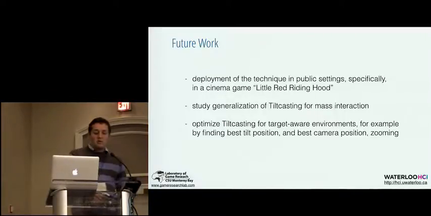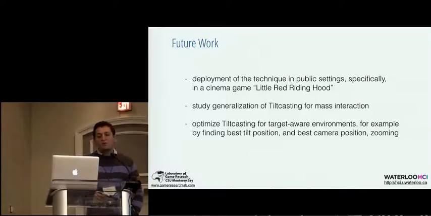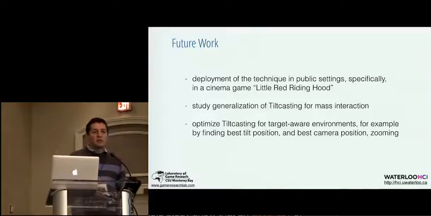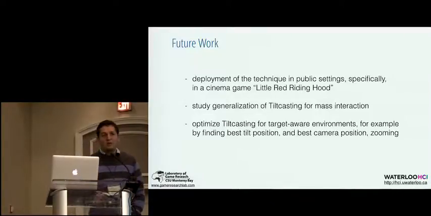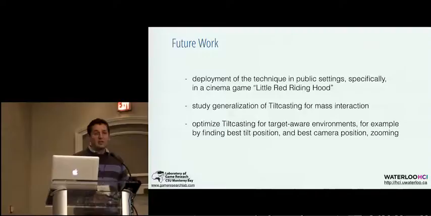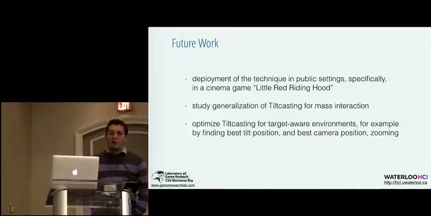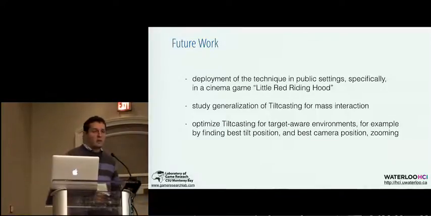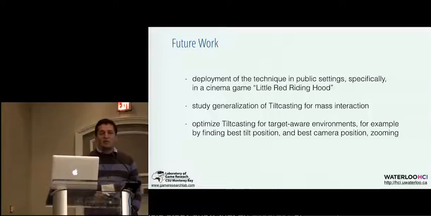We also think about the generalization of tilt casting for mass interaction. That is in situations in cinema, for example, when you might have 300 users interacting with a single large display, and that cannot be done with direct interaction. And also optimizing tilt casting for target-aware environments, for example, by finding a best tilt position which casts through most targets, a best camera position, which we didn't address at all yet in the study, and for example zooming, or using some other techniques for target awareness, which would maybe improve the selection time.